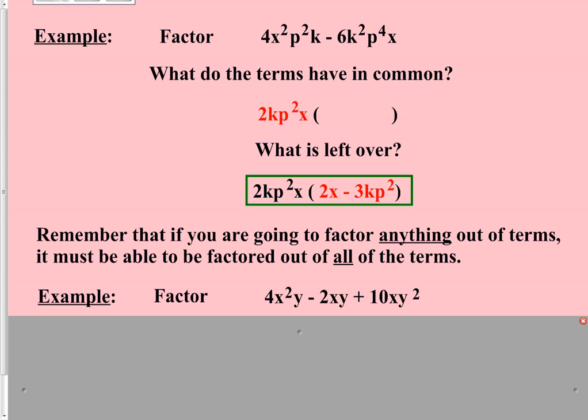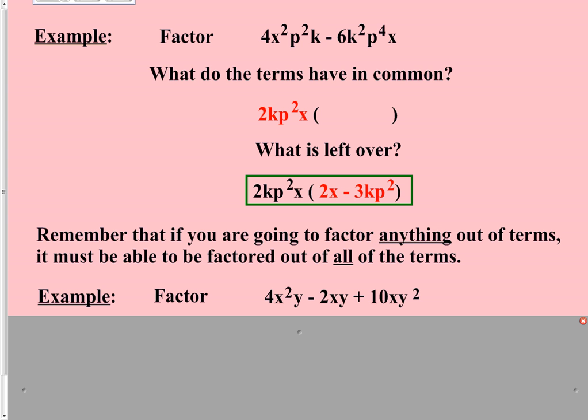4, 2, 10. Obviously, they're all even numbers, so we can get at least a 2 out of all of them. But that center term is only a 2. We can't get anything more out of that term, so there's no other way to reduce the rest of them. So we're going to be able to factor a 2 out. How about x's? Just going alphabetically. The first term has x squared to give up, but the other terms don't have that many, so we can't get 2 of the x's out of the first term because we can't get 2 of the x's out of the other two terms. In fact, the other two terms only have 1 x, so we can factor a single x out of all three. How about y's?